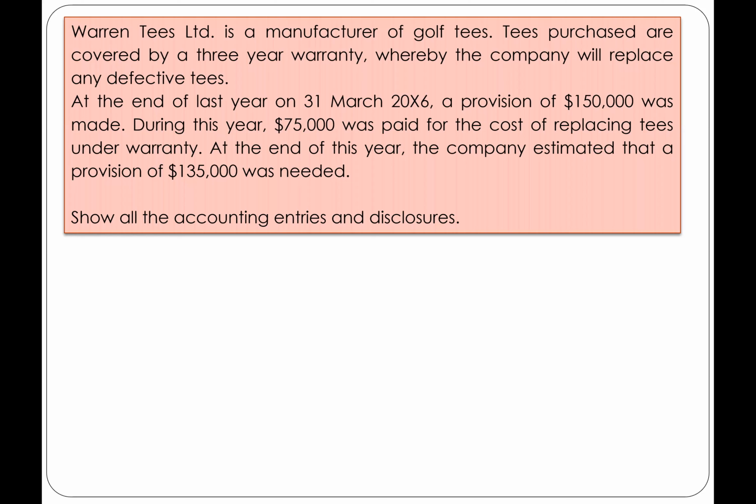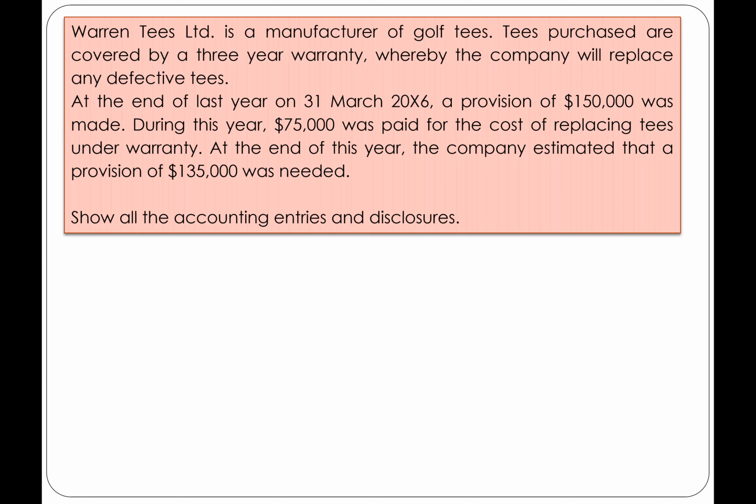Warren Tea Limited is a manufacturer of golf tees. Tees purchased are covered by a 3-year warranty, whereby the company will replace any defective tees. At the end of last year, on 31 March 2016, a provision of 150,000 was made. During this year, 75,000 was paid for the cost of replacing tees under warranty. And at the end of this year, the company estimated that a provision of 135,000 was needed. You are required to show all the accounting entries and disclosures that are required for this transaction.